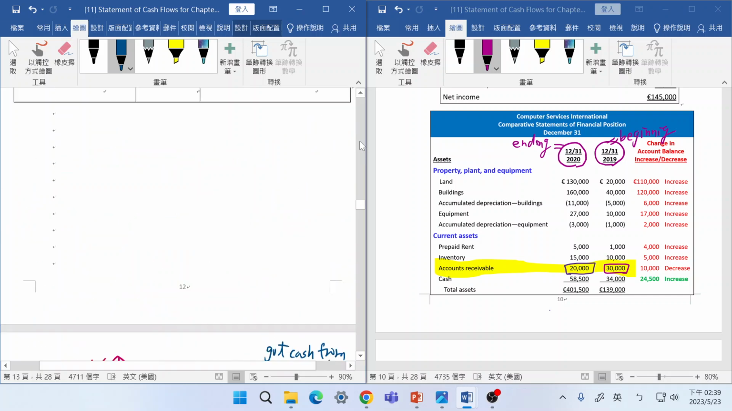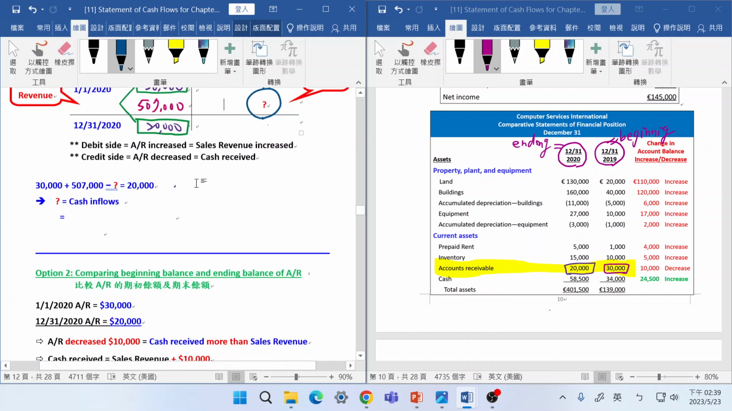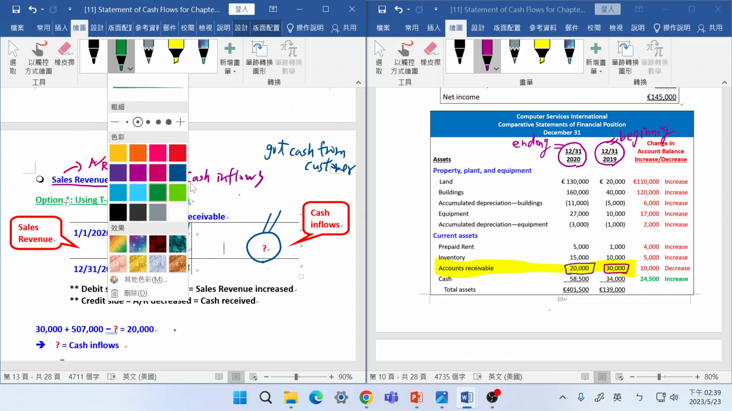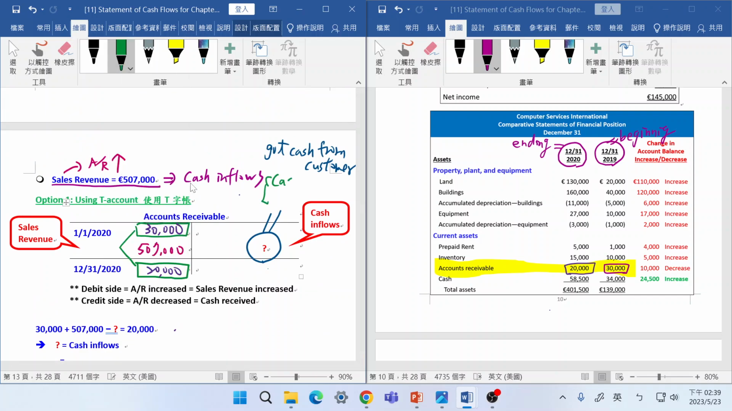Debit what? Credit what? Debit? Cash, right? Credit? Accounts receivable. So did you find out? Accounts receivable decrease because you got the cash. So this is how we find out cash inflows.